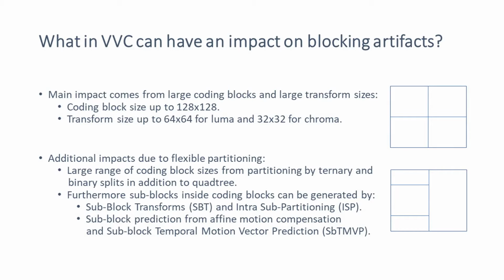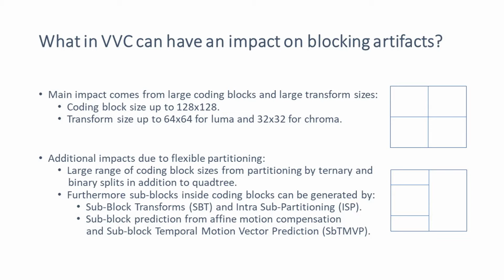So what in VVC can have an impact on blocking artifacts? Well, the main impact comes from large coding blocks and large transform sizes. Coding block size up to 128 by 128, transform size up to 64 by 64 for Luma, and 32 by 32 for Chroma. Additional impacts due to flexible partitioning.